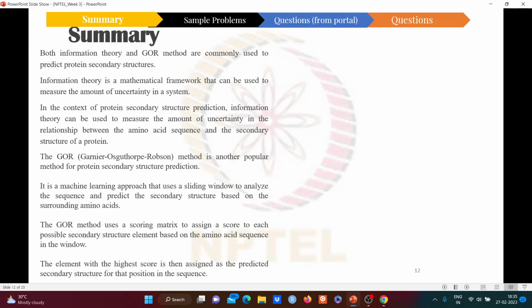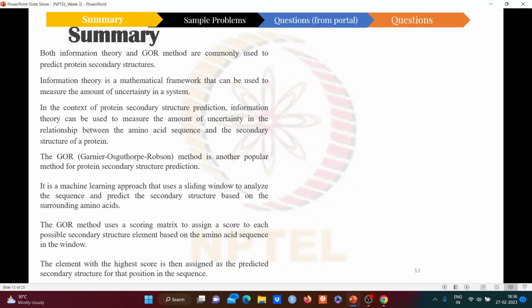Next thing is the information theory or GOR method. Information theory is a mathematical framework that can be used to measure the amount of uncertainty in the system. So in the context of protein secondary structure prediction, information theory can be used to measure the amount of uncertainty in the relationship between the amino acid sequence and secondary structure of a protein. One common approach is to use a probabilistic model to estimate the likelihood of each amino acid being a part of a secondary structure element based on its surrounding sequence, that is, combined neighborhood analysis. The most commonly used probabilistic model for protein structure prediction is the hidden Markov model.